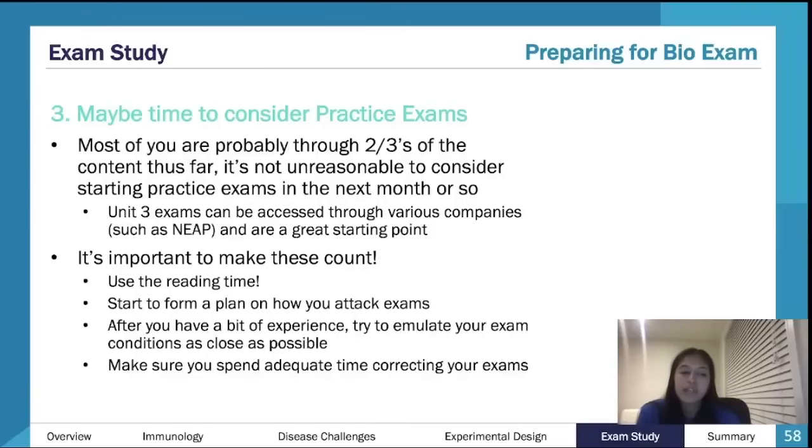But yeah, use your reading time. Think about how you're going to approach it. Are you going to do short answer first? Are you going to do multiple choice first? Figure out that sort of stuff. And try to build up your stamina as well. So do it under timed conditions, obviously closed book, and mark your exams, of course. Don't waste your practice exams, because otherwise you could just be doing practice questions.